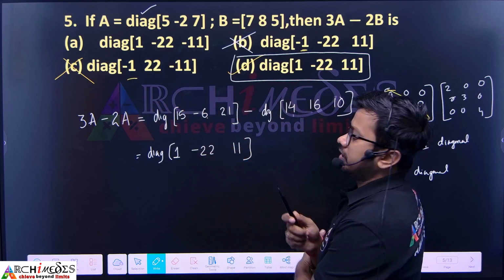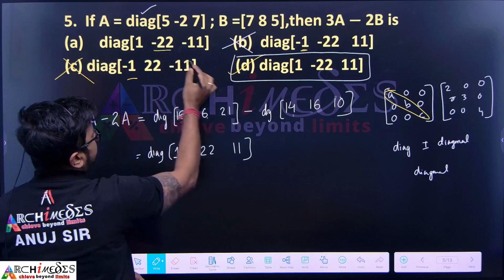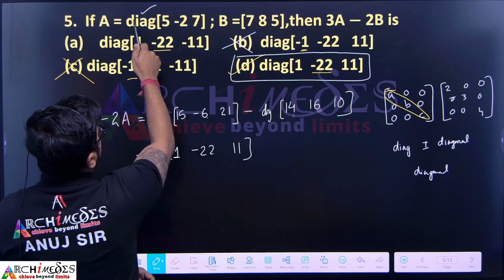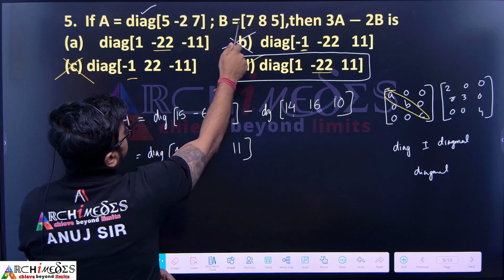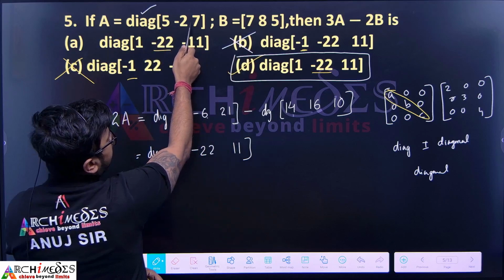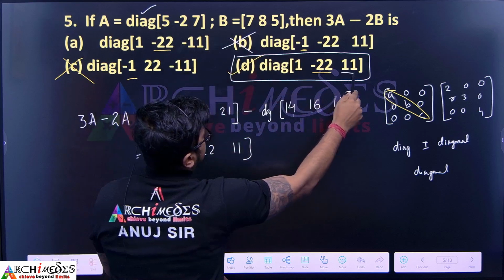Clear? So better let's not waste our time, because we are now left with A and B only, where the middle element is minus 22. Here also, here too. So I'll check with the third element only. So 3 into 7 is 21. 2 into 5 is, clear? Look out. 3 into 7 is 21. And then 2 into 5 is 10. So 21 minus 10 is 11. So this is the correct option.